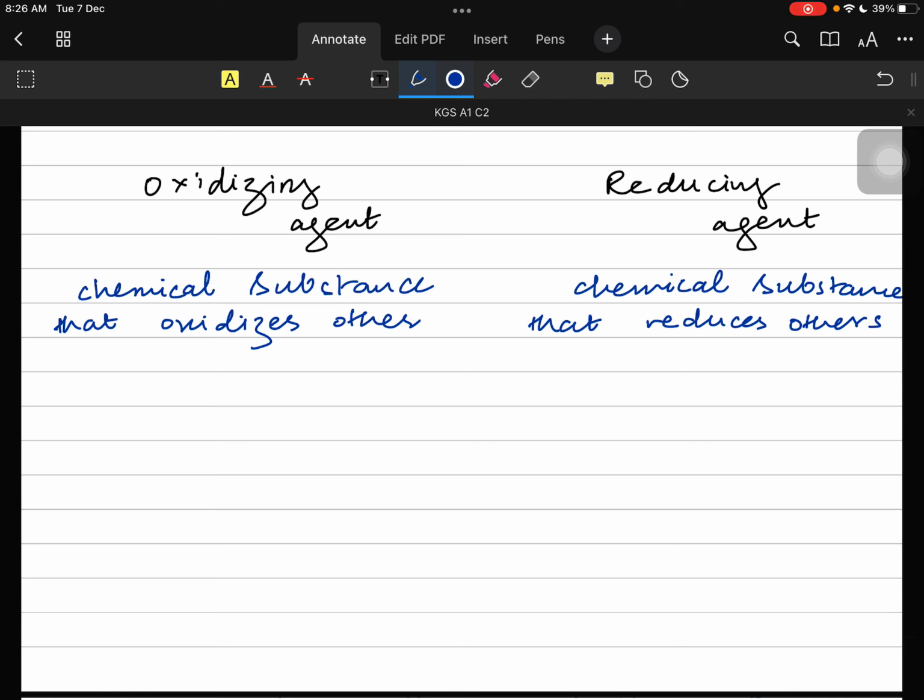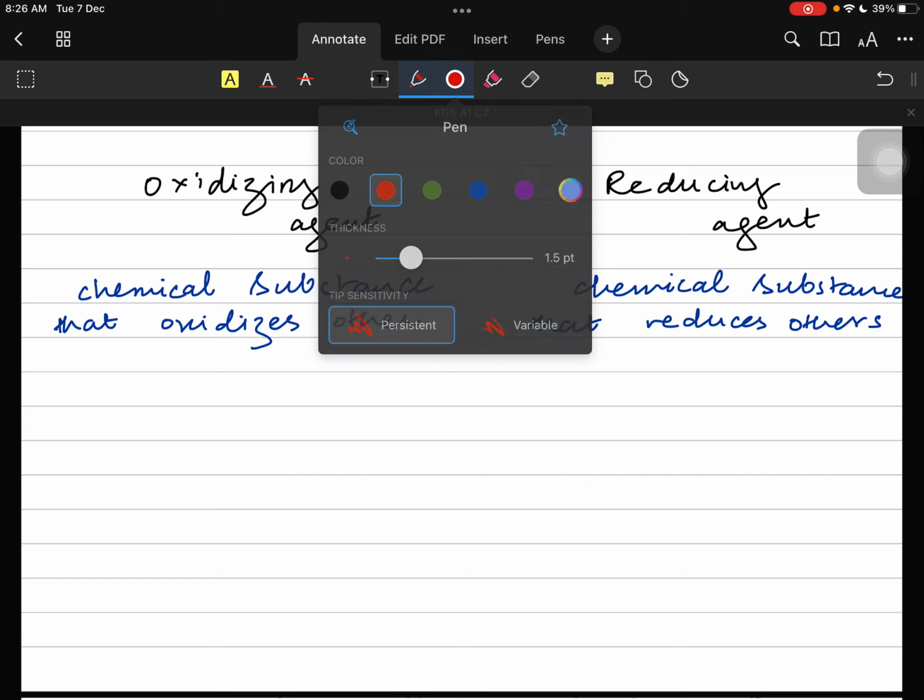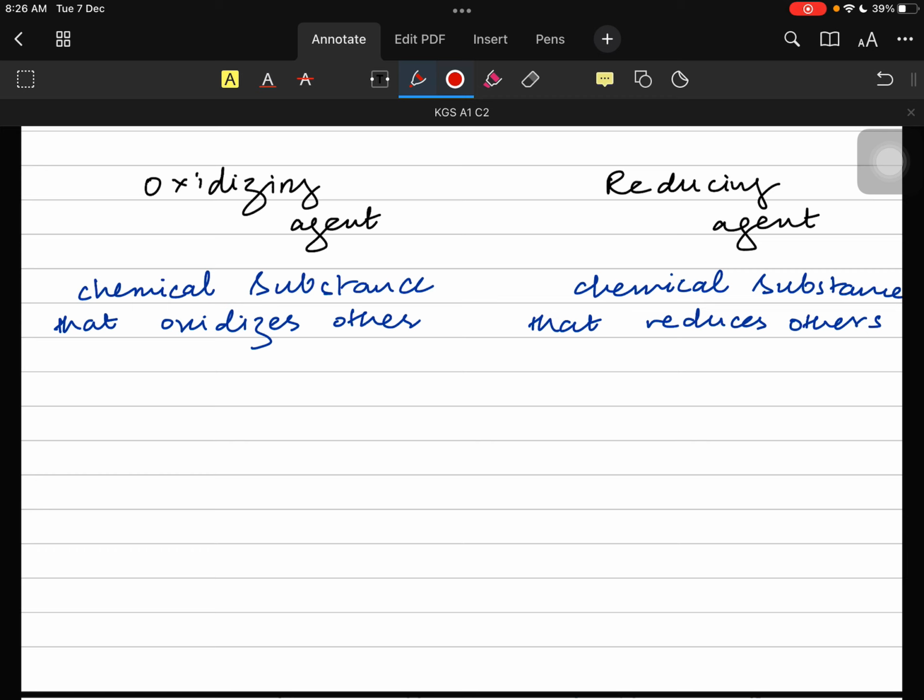Now what happens is that the oxidizing agent is oxidizing others, the reducing agent is reducing others. During the reaction, something happens to them as well. They themselves participate in the redox reaction. So the oxidizing agent is helping in the oxidation of others, but it ends up reducing itself. While the reducing agent is helping in the reduction of others, it is a chemical substance that reduces others, but it ends up oxidizing itself. So if a chemical is oxidized, it is actually a reducing agent. If a chemical is reduced, it's the oxidizing agent.